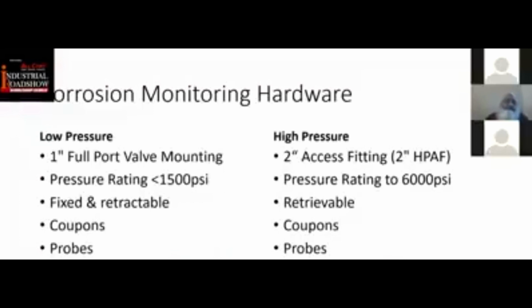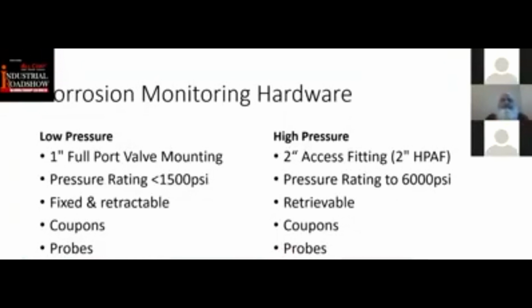Corrosion monitoring hardware, which is mainly used in the oil and gas facilities, one is based on low pressure. Low pressure generally comes as a 1-inch full port wall mounting. Pressure rating is normally less than 1,500 psi, but to be on the safe side, it's better to use a pressure rating in the system of about 1,000 psi. Then these are fixed retractable hardware; coupons are installed, probes are installed, and sampling injection points are there, which can also be fitted through 1-inch full port wall mounting devices.